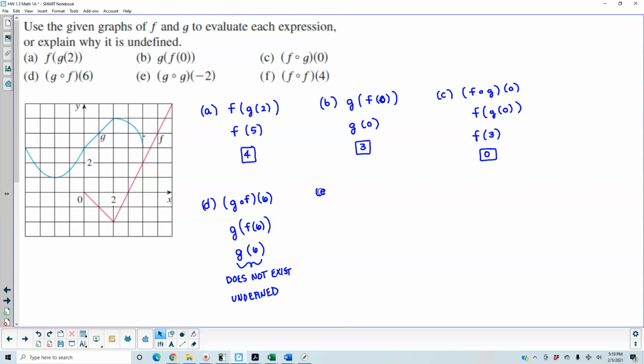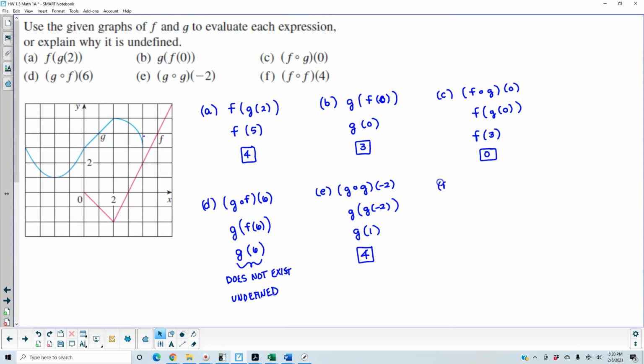Okay, part E, we want to find g composite g of -2. So we have g of g of -2. So let's see what happens when our input is -2. So here's -2, and then when we go up, it's going to give us +1. So we know that this becomes g of 1. So now when we have x being 1, well, what is the output on g? Well, the output's going to be +4.